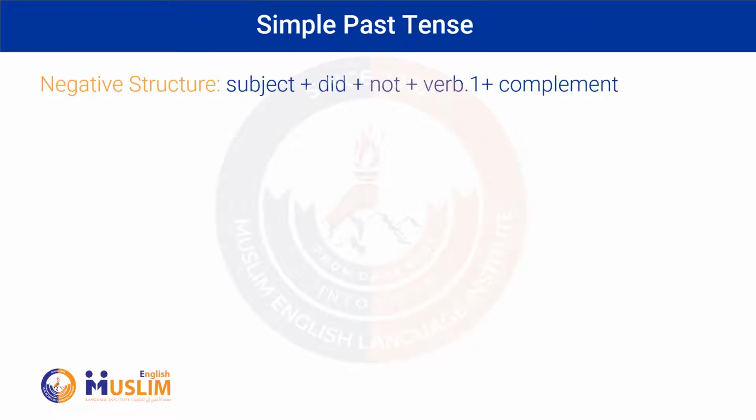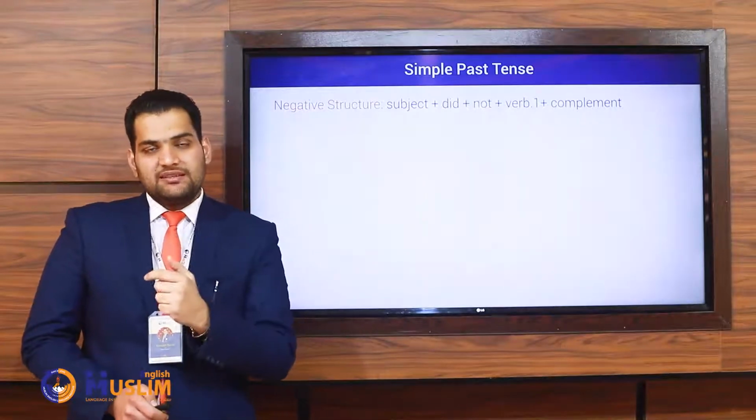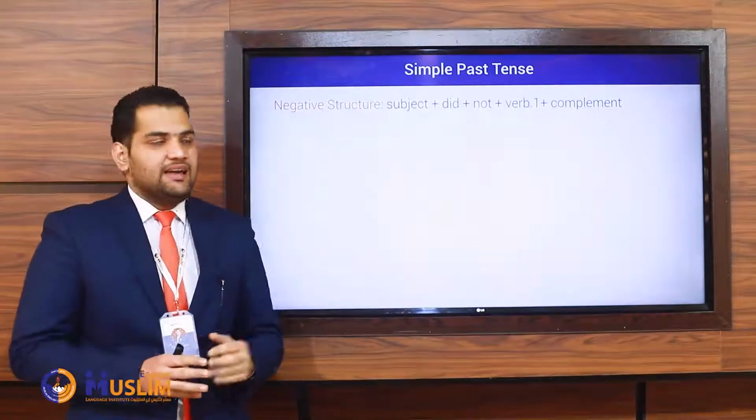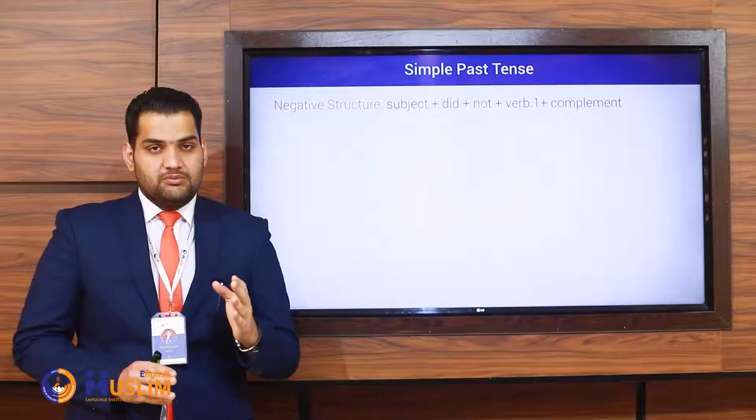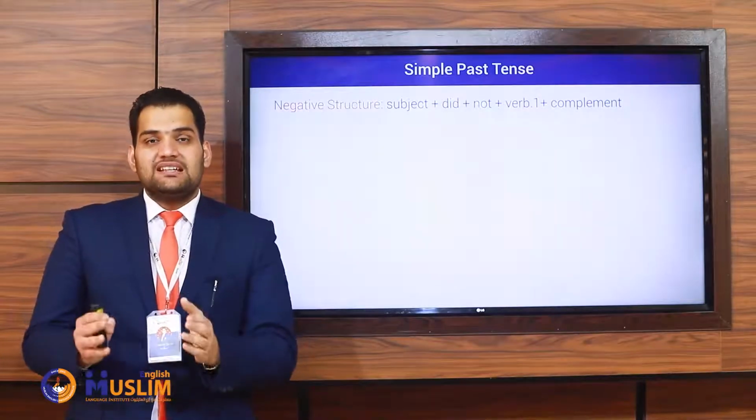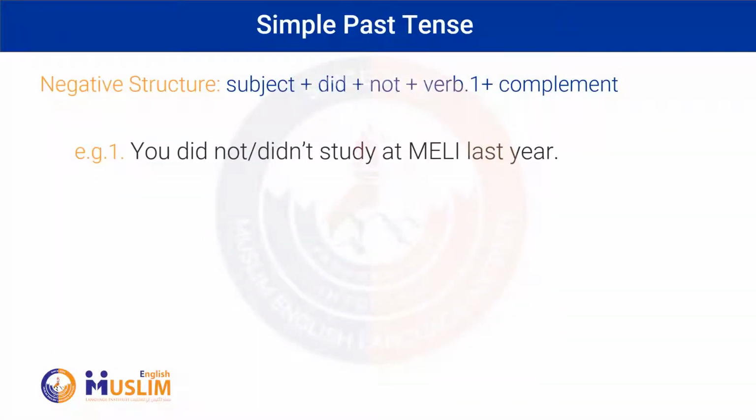Now, the negative structure is subject plus did plus not. Here the auxiliary verb did is used. In simple present, we use do and does, but here did. Plus not plus verb 1 plus complement. Remember, the contracted form or the short form of did not is didn't. For example, you did not or didn't study at Melly last year.